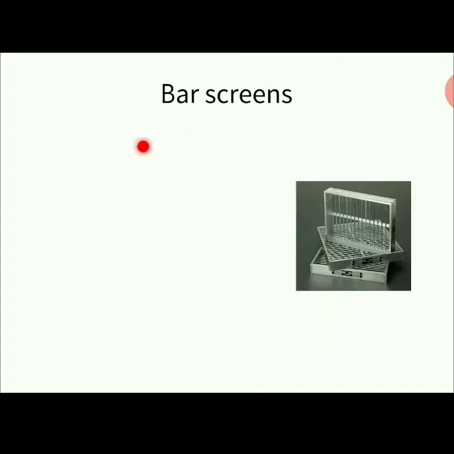Okay, then next type is bar screens. This bar screen is the third type of sieve. This looks like this, means bar screen. Okay, this sieve possesses a bar like structure.